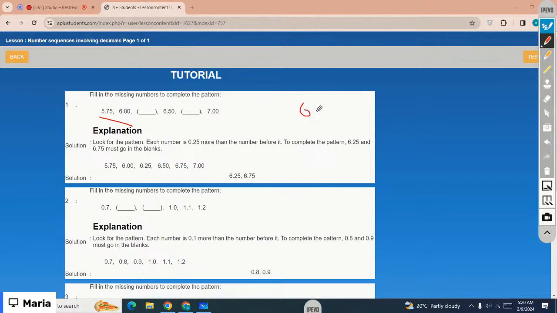So just look at the first two numbers, 5.75 and 6. You need to subtract: 6 minus 5.75. That is 0.25. That means the pattern is growing by 0.25. You need to add 0.25 for each next number. So 6 plus 0.25 is 6.25. 6.50 plus 0.25 is 6.75. So the missing numbers are 6.25 and 6.75.